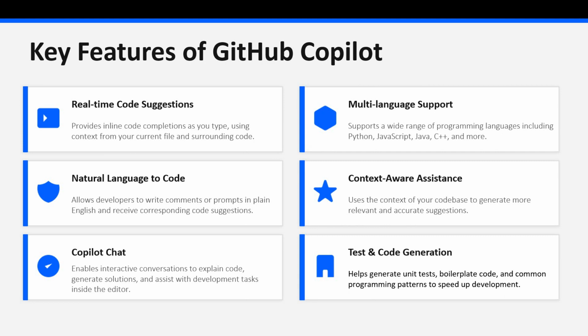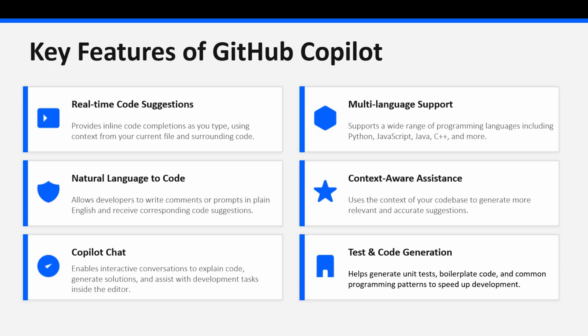Now we'll talk about the key features in detail, like what are the key features that are offered by GitHub Copilot. The first thing is real-time code suggestion, as we discussed. It provides code completion as you type, using the context from the current file and surrounding code. So it can check all your surrounding code and accordingly suggest real-time code suggestions.